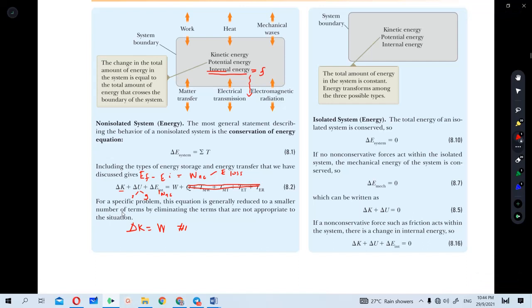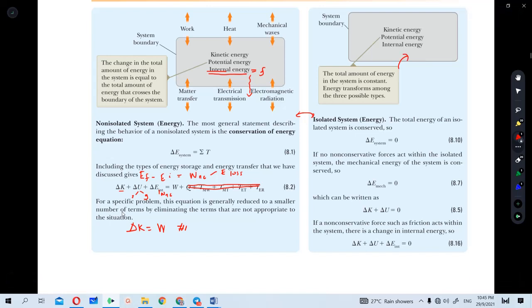Now, the way that it's describing isolated and non-isolated is, for our case, in the non-isolated case, I took out the internal energy belonging to the friction. And in the case of the book itself, it tries to say that when it is isolated, the friction is now considered part of the system.